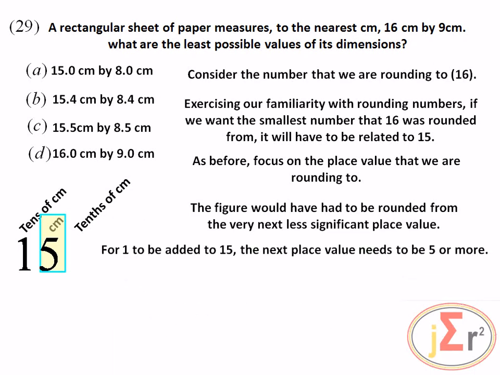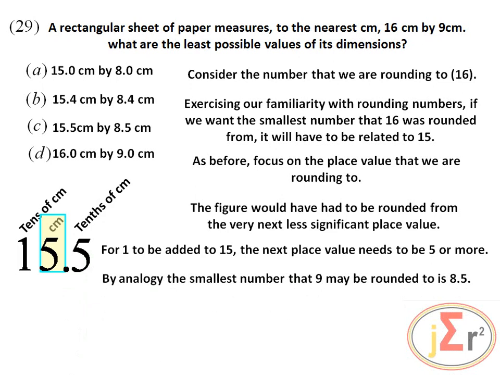For 1 to be added to 15, the next place value needs to be 5 or more, because if it is 4, we generally neglect it. If it is 5, 6, 7, 8, or 9, we accumulate it. So it will have to be 5 or more. So the least one is a 5 for the next place value. By analogy, the smallest number that 9 may be rounded from is 8.5.